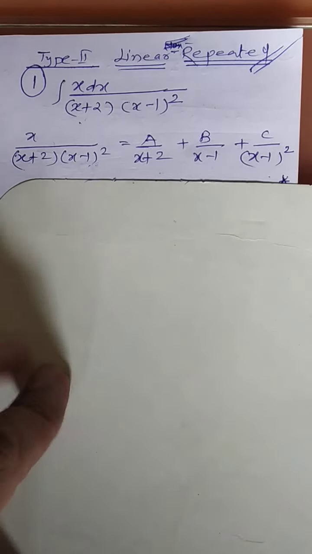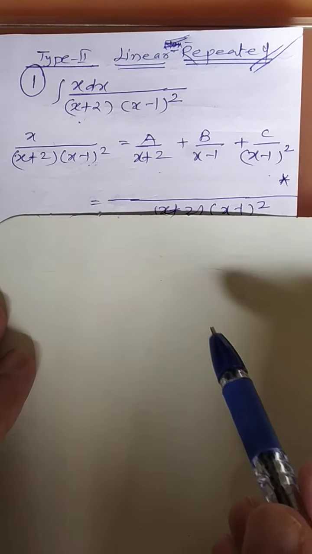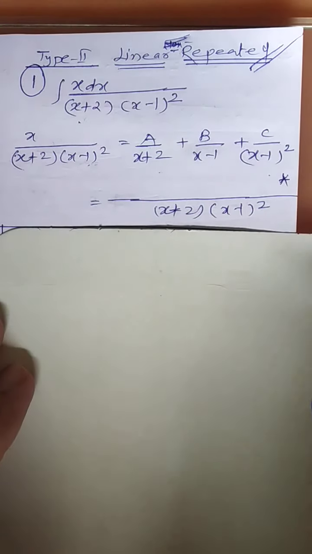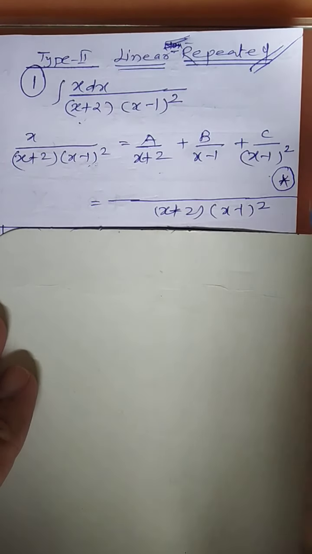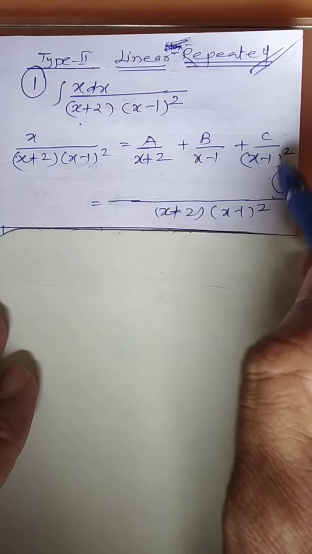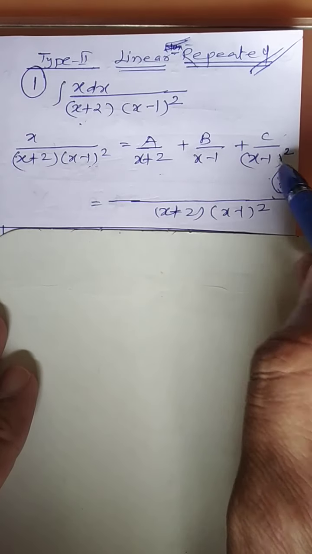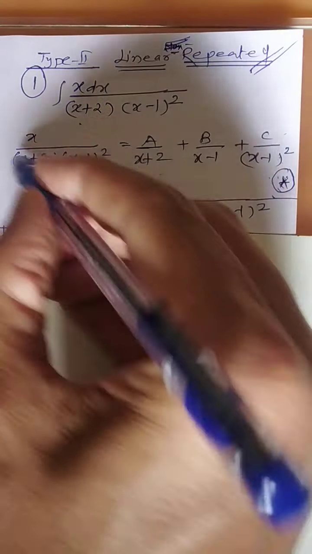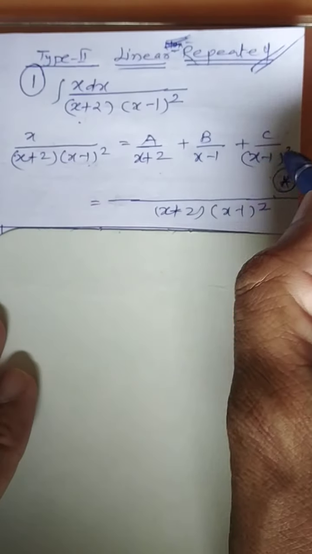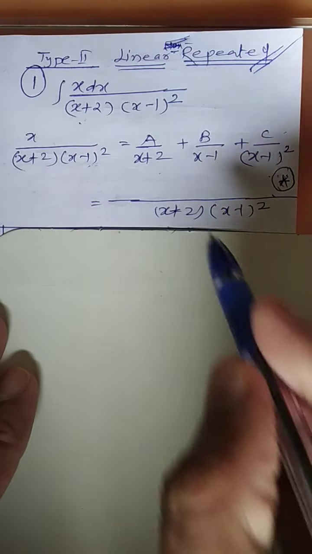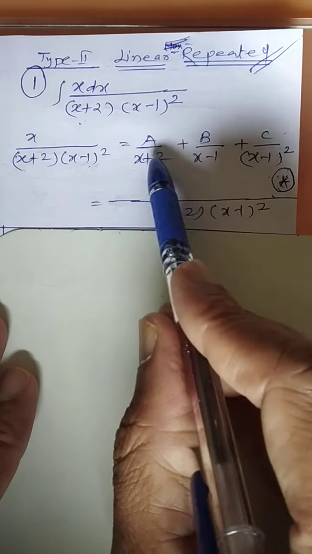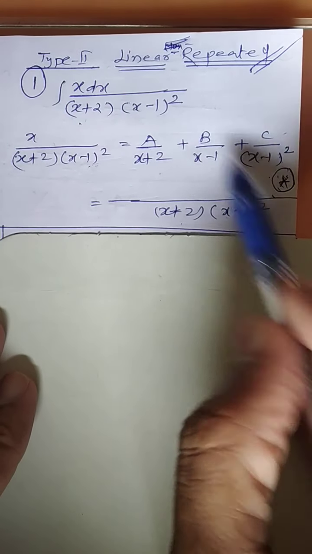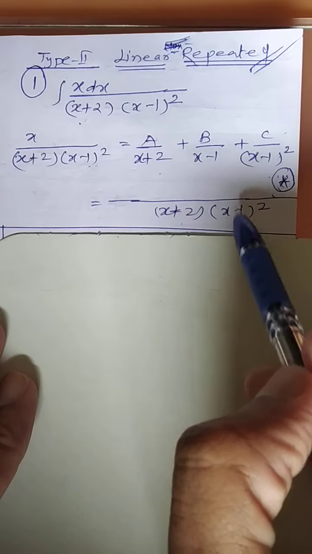Rest of the method is common. Now take LCM. Just I am leaving this step. Take the LCM properly. What will be the LCM? This is a star step. If you take a star of this, then this will help you with the replacement. Okay, take LCM properly. Now what is the LCM? x plus 2 and x minus 1 the whole square will be here. So A into what will come?